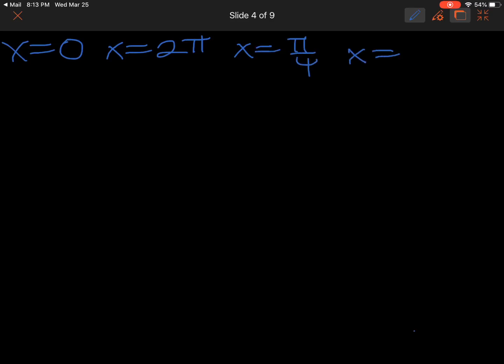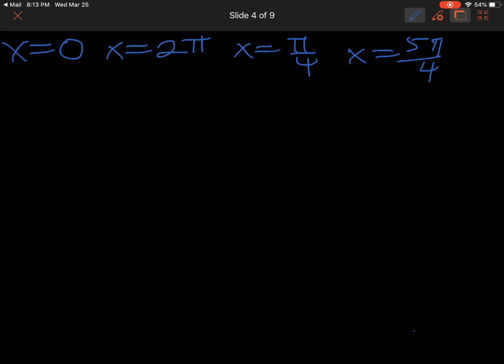So remember, our points are x is equal to 0, x is equal to 2 pi, x is equal to pi over 4, and x is equal to 5 pi over 4. Since this is where all our relative extrema and our endpoints are, if we can find the lowest value of f of x on these values, then that will be our absolute minimum value.